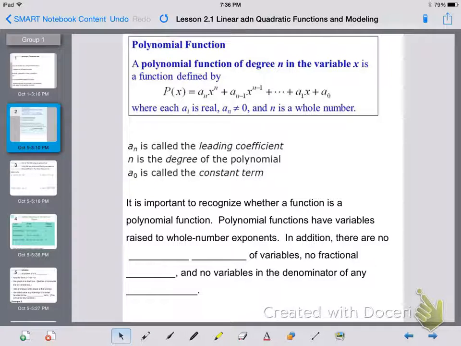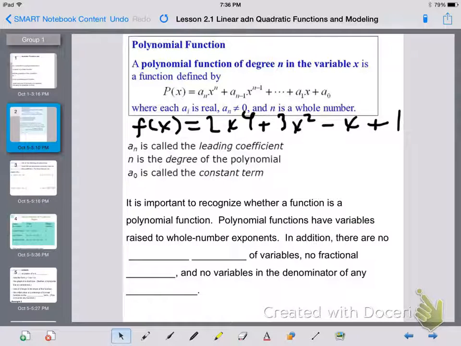Here's the definition. It's going to be a bit confusing, so I'm just going to write a polynomial function. So let's just say f of x equals, let's say 2x to the fourth plus 3x squared minus x plus 1. This is a polynomial function. Polynomial functions, the terms are written in decreasing order. That is, with the largest exponent first and the next highest next, etc.